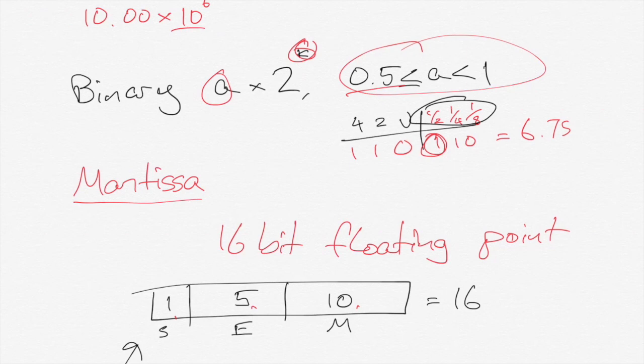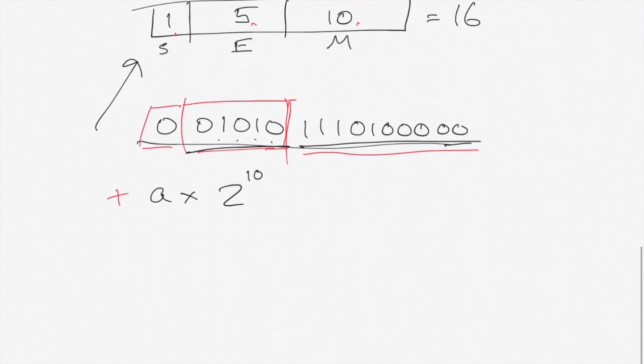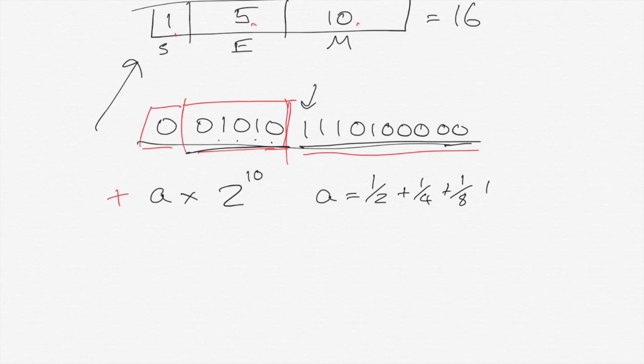Our mantissa starts with this column. So first value of the mantissa is always a 1. That's that one there, which is our halves column. So a is equal to, in this case, a half plus a quarter plus an eighth. Plus there's no 16ths, but 1 over 32.